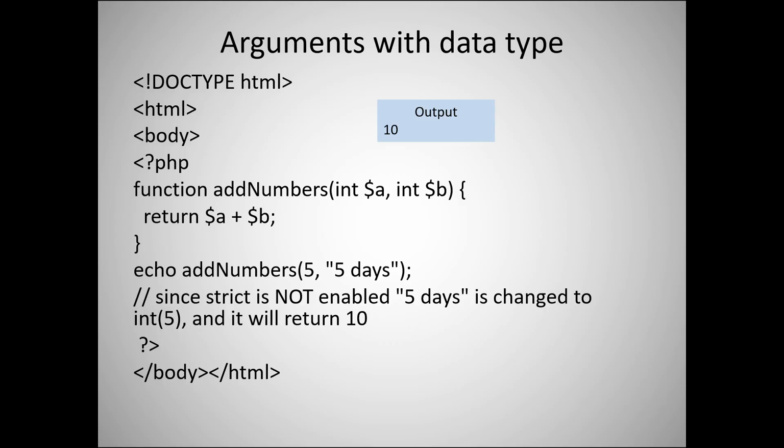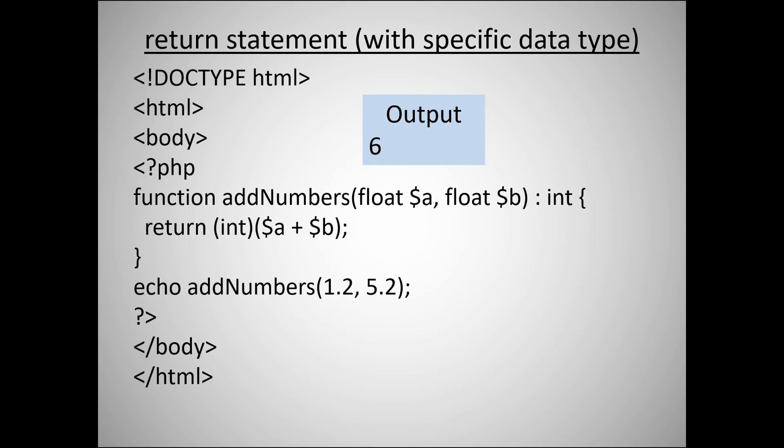Similarly, you can have a return statement also. Here I am writing an add numbers function for adding 2 numbers. Here I am passing add numbers of 5, "5 days". So one is a numeric argument, another one is a string argument. Since strict is not enabled here, "5 days" will be changed to 5. So automatically a receives 5, b also receives 5. The result 10 will be written back to the echo statement. The result will be 10.